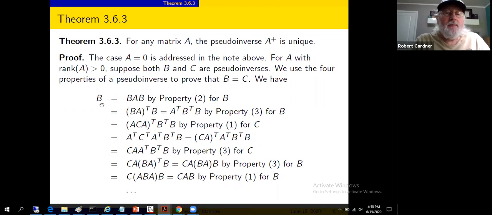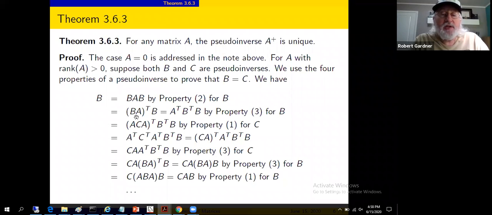Okay, matrix B equals B times A times B. That was property 2: pseudo inverse equals pseudo inverse times matrix times pseudo inverse. Think of these as little A negatives, and that's exactly what property 2 said. All right, B times A, pseudo inverse times A, equals pseudo inverse times A transpose. That was the symmetry part. Pseudo inverse times A is symmetric. It's property 3. So we can put a transpose on this BA thing, and we get equality.